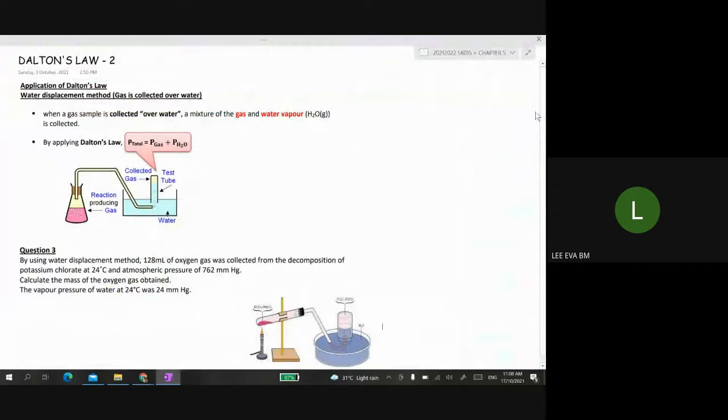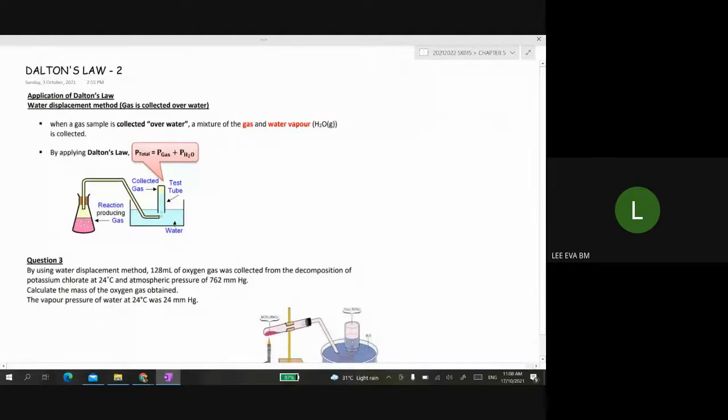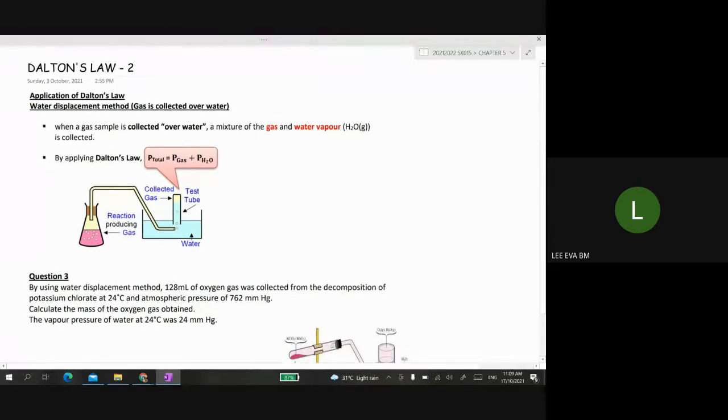So to continue with Dalton's law, now we want to look at the applications of Dalton's law. Please remember over here, we have the applications of Dalton's law when you see the water displacement method. Or sometimes the question will say, what kind of gas is collected over water? For example, oxygen is collected over water, chlorine gas is collected over water, or hydrogen gas is collected over water. So both of these mean that we need to apply Dalton's law.